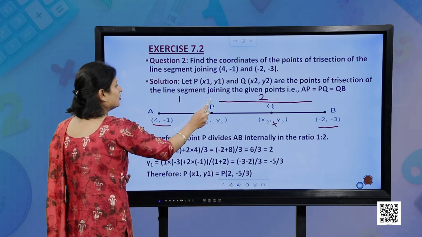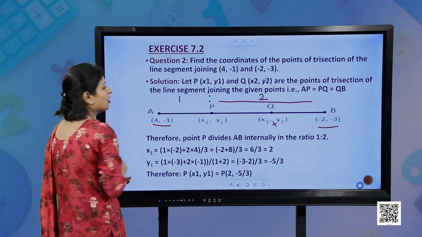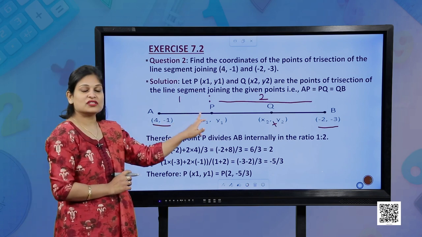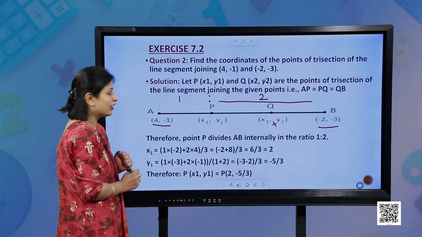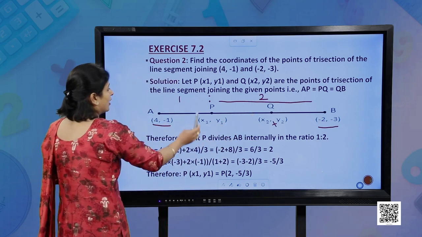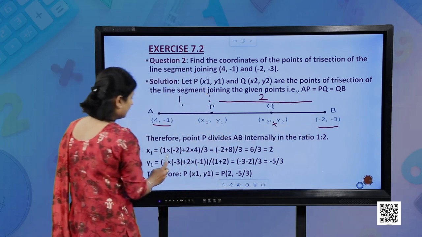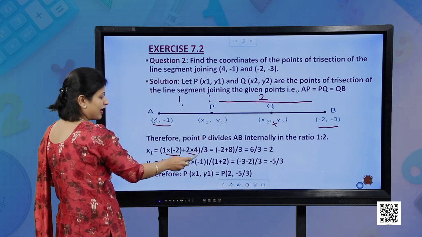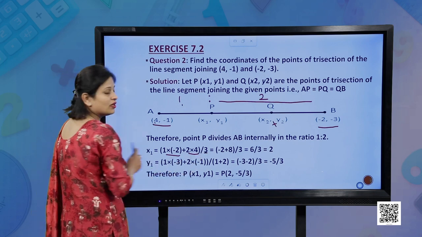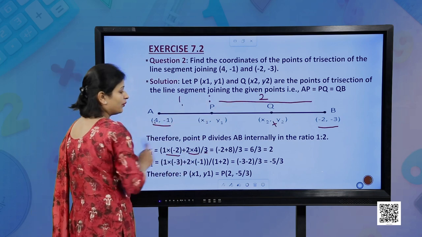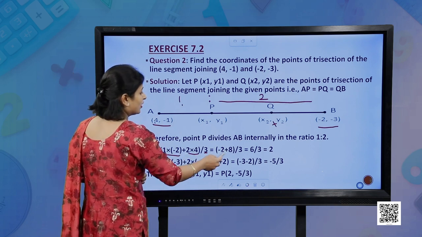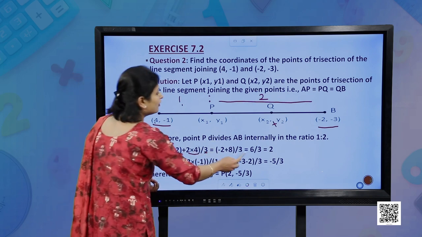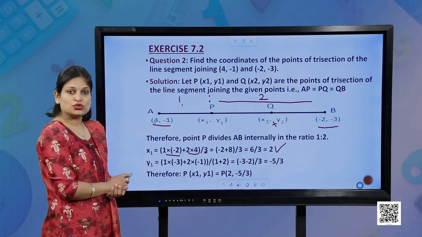So, the ratio will become 1 is to 2. Now, I can apply the section formula to find the coordinates of point P, which is x1, y1. How will you find it? See, 1 into minus 2 plus 2 into 4 divided by the sum of the ratios, which is 1 plus 2, 3. Now, if you solve, you will get minus 2 plus 8 in the numerator divided by 3. You will get the value of x1 as 2.